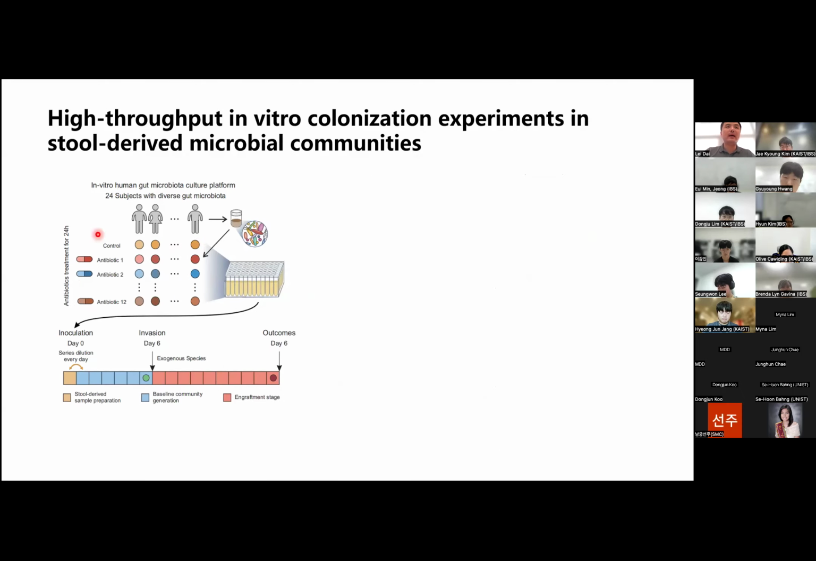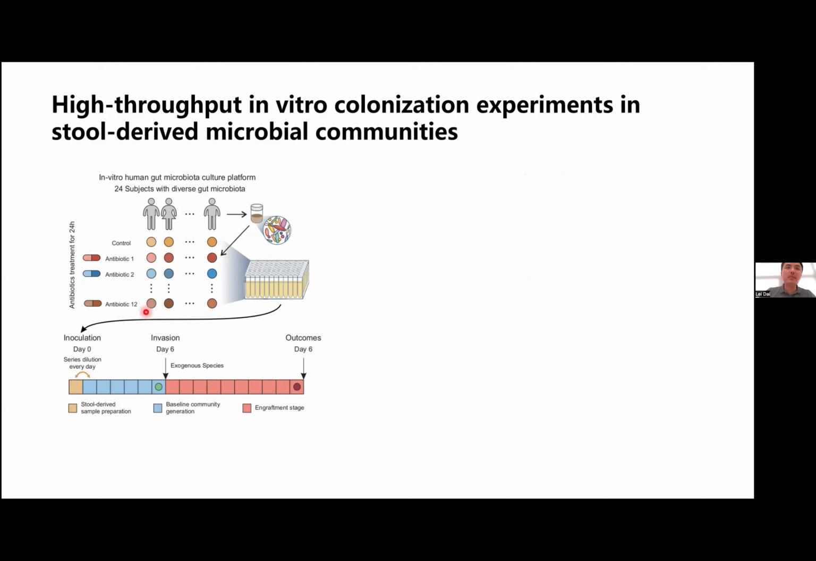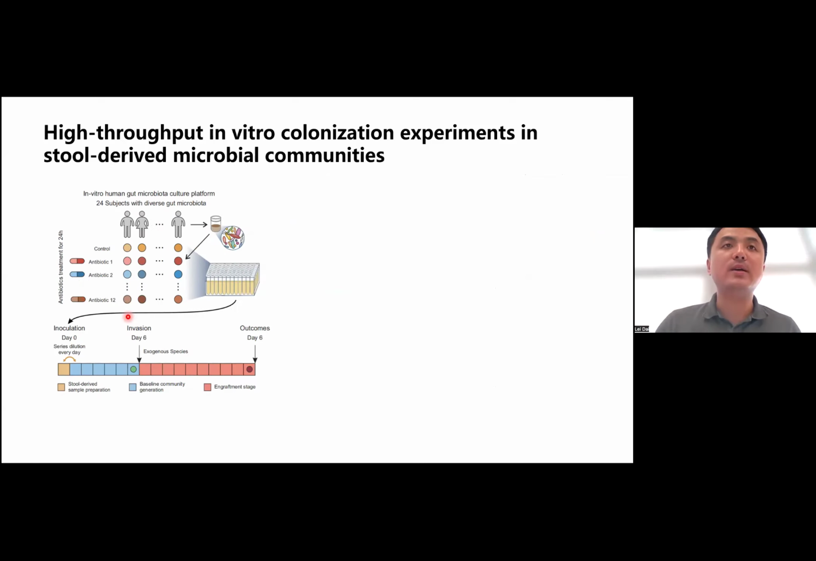So in our data set, we use 24 different subjects, their fecal samples, and then we also had 12 different antibiotics treatments just to diversify the baselines. Okay, so in this case, we have 24 times 13, so it's roughly about 300 samples. These 300 samples with 3 replicates were grown in these 96 well plates, and then we passaged these communities. So every day we did dilution. We diluted 200 times and then transferred to the next day. Okay, so the whole experiment took about 2 weeks.